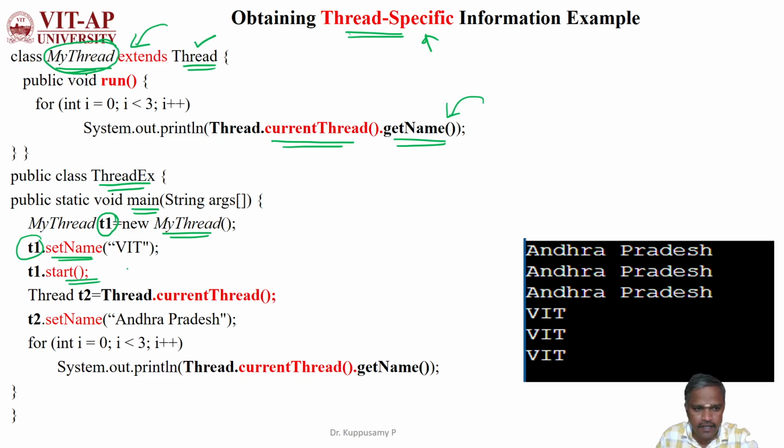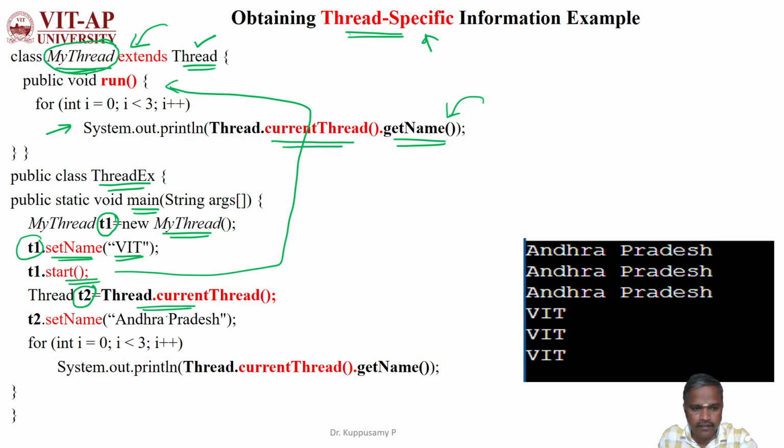Once I start the thread, control passes to the run method, which runs this statement using the for loop 3 times. So the current thread has the name vit, right? So it will display. At the same time, thread 2 is created.